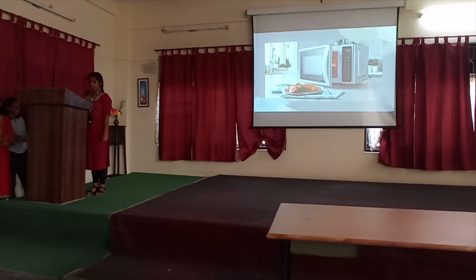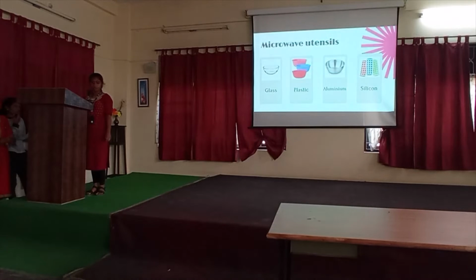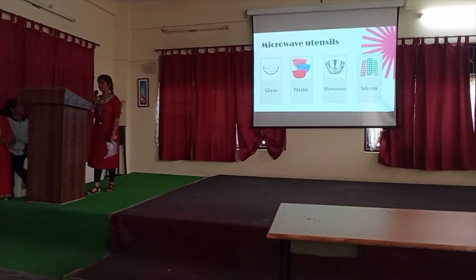Microwaves have three characteristics that allow them to be used in cooking. They are reflected by metal, they pass through plastic and aluminium materials, and they are absorbed by wood silicon. The next part will be continued by Sirisha.